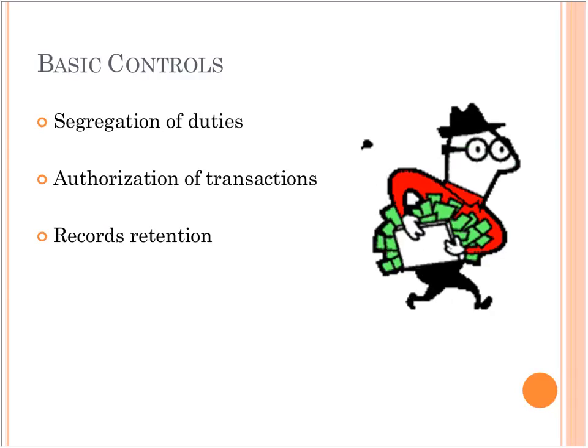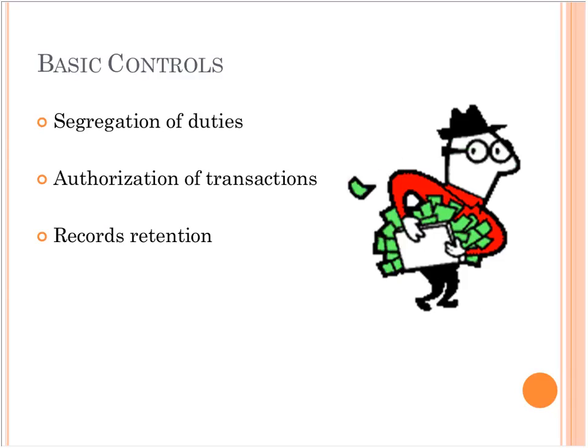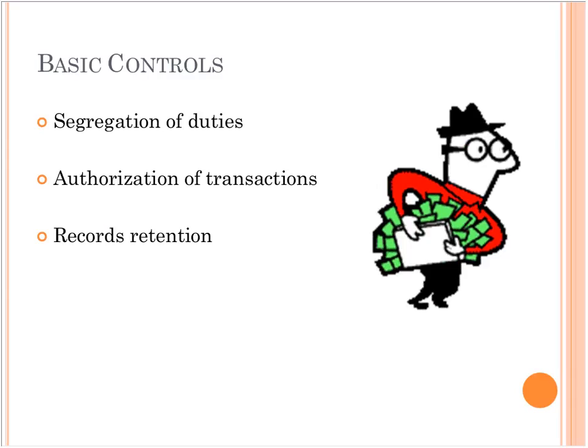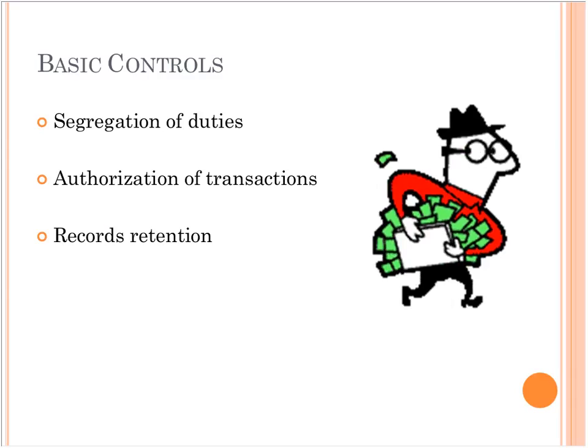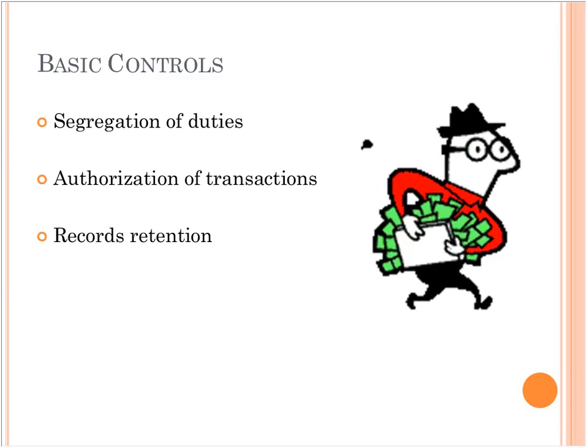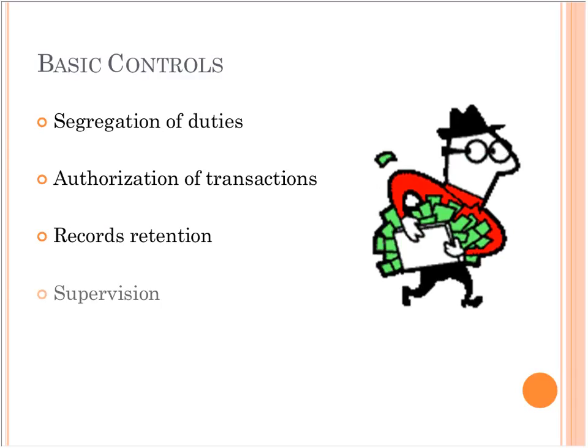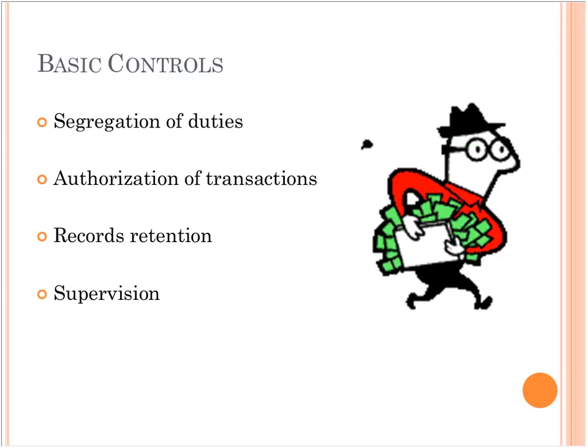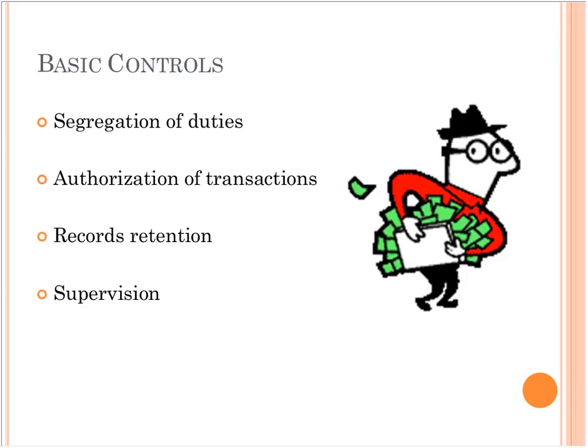Records retention. This means that the documents that support the transaction are maintained. A simple example would be that invoices that caused checks to be written are actually retained, and those invoices relate back to the checks that were written. Supervision. This control requires that knowledgeable persons oversee policies and procedures to which they have knowledge. For example, you may have a CPA running your finance department.